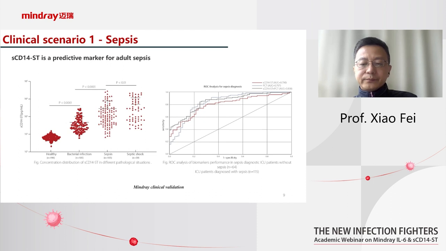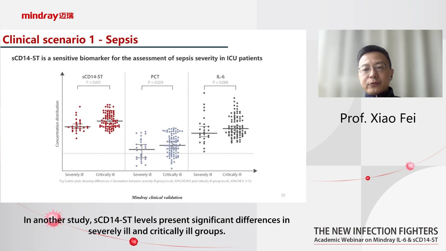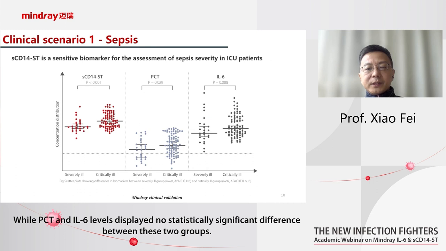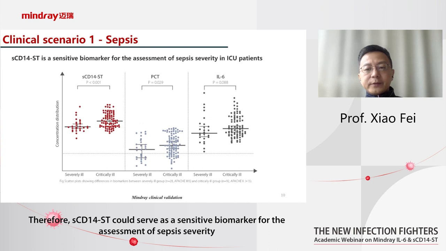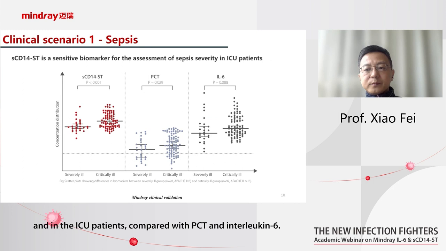In another study, sCD14-ST levels showed significant differences between the severely ill and critically ill groups, while PCT and interleukin-6 levels displayed no statistically significant difference between these two groups. Therefore, sCD14-ST could serve as a sensitive biomarker for the assessment of sepsis severity in ICU patients compared with PCT and interleukin-6.